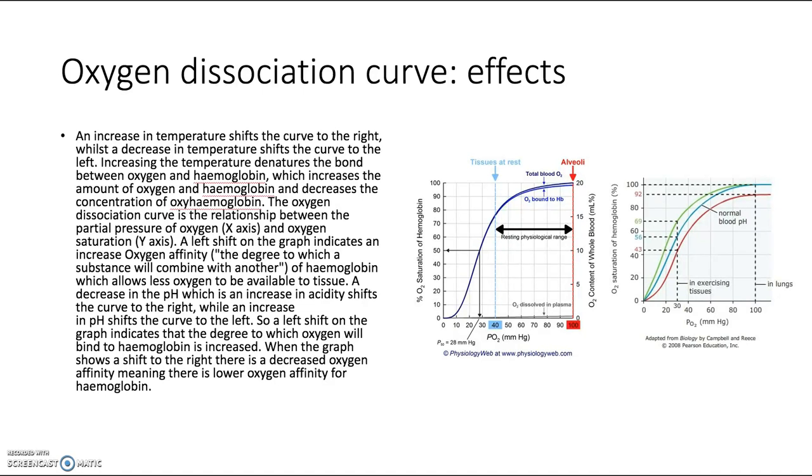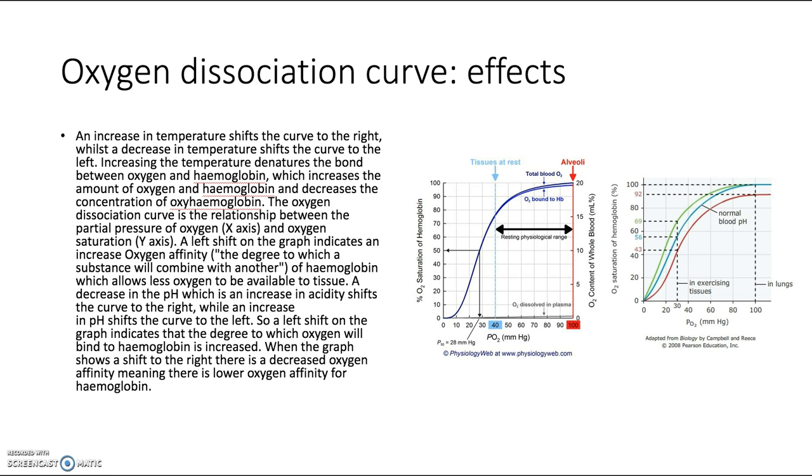A decrease in pH, which is an increase in acidity, shifts the curve to the right, while an increase in pH shifts the curve to the left. So a left shift on the graph indicates that the degree to which oxygen will bind to hemoglobin is increased.